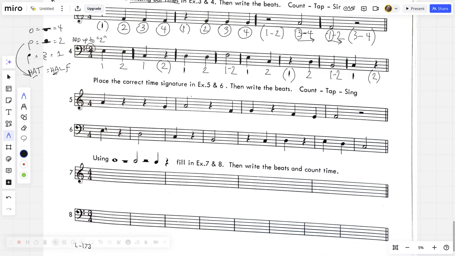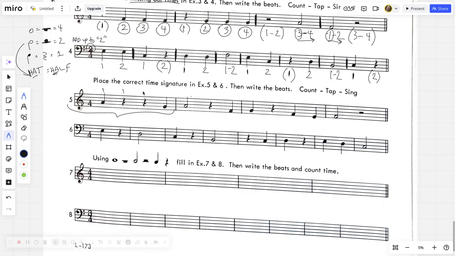Then write the beats. Okay, so now you have to say, here's a bar line, here's a bar line. Everything between those 2 bar lines is a measure. So now you actually have to count. How many beats do you have in between the measures? So, well, this is a quarter note, it gets 1. This is a quarter note, it gets 1.